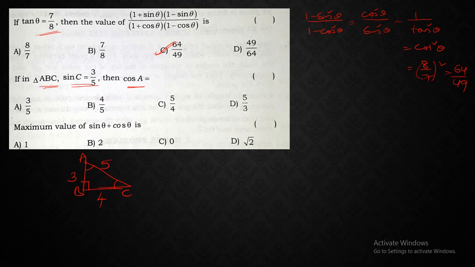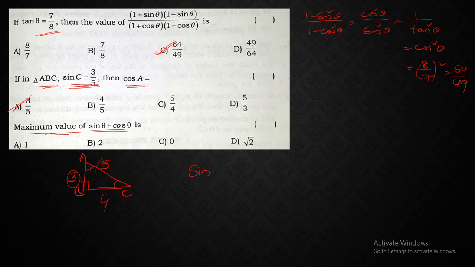So from this what I can say, cos A is asked. So cos A is nothing but adjacent by hypotenuse, no? So adjacent by hypotenuse means 3 by 5 only. So sin C is equal to cos A. So what is the answer? 3 by 5.